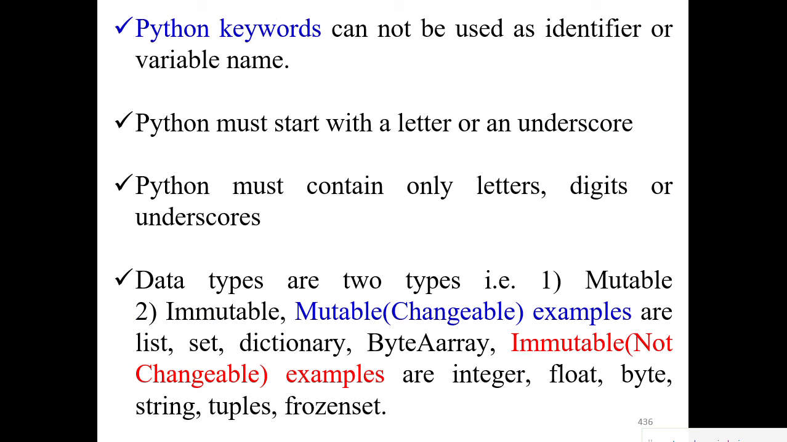Python's latest version is 3.13.2. Python keywords are not used as identifiers or variable names. An identifier must start with a letter or an underscore. It must contain only letters, digits or underscores. Python data types are of two types: mutable data types and immutable data types. Mutable means changeable; examples are list, set, dictionary, byte array. Immutable means not changeable; examples are integer, float, byte, string, tuples, frozen set, etc.